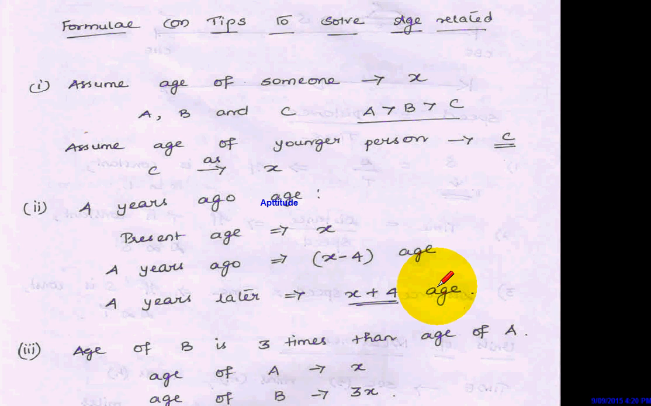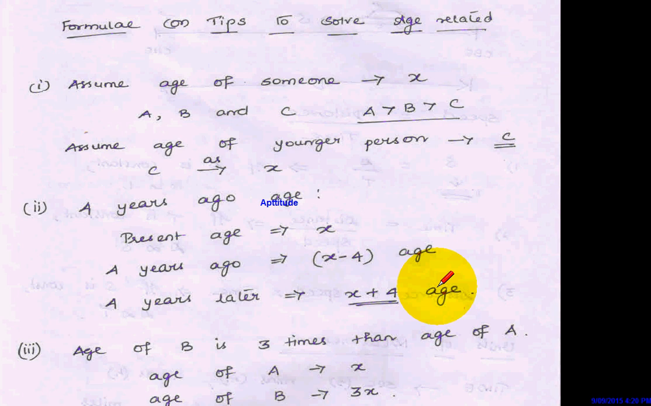And the third tip is, age of B is 3 times the age of A. So let us assume the age of A as X, that is the younger person. The clue given is that the second person's age is 3 times the age of the first person. 3 times, so it is 3x, the multiple of 3. So 3 into x, that is, the age of B is 3x.